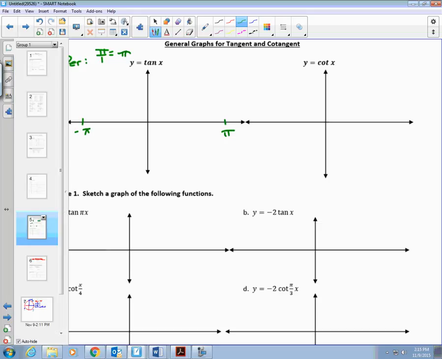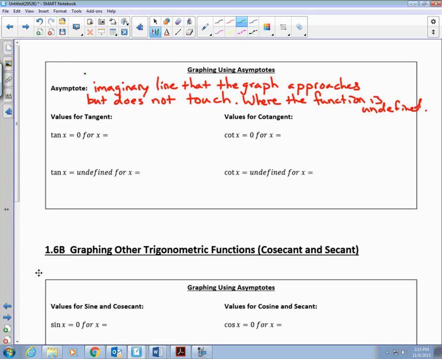Now, after I do that, I'm going to flip it over, and there's something we need to understand. Tangent of x was equal to 0 for these values. X is equal to 0. X is equal to pi. X is equal to 2 pi. Somebody want to guess what the next one is? 3 pi? Then 4 pi, and so on and so forth. It's also equal to 0 for negative pi, negative 2 pi, and negative 3 pi.